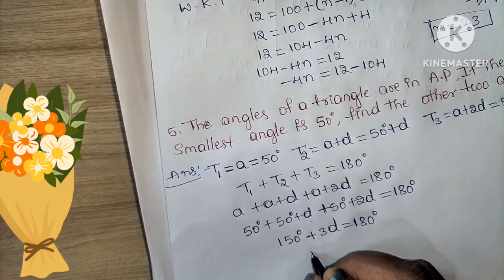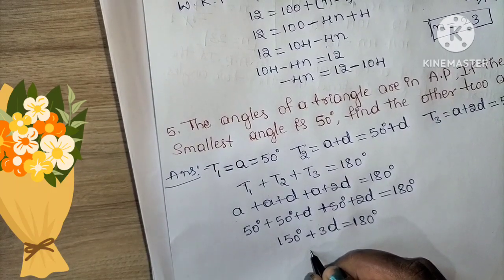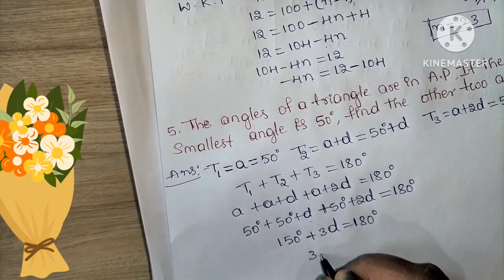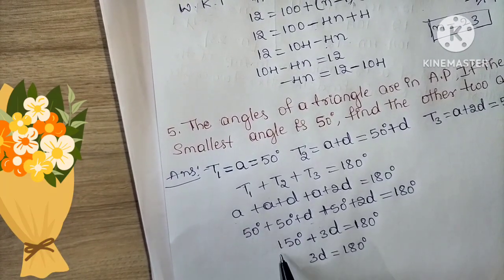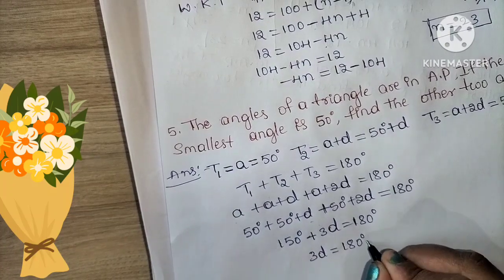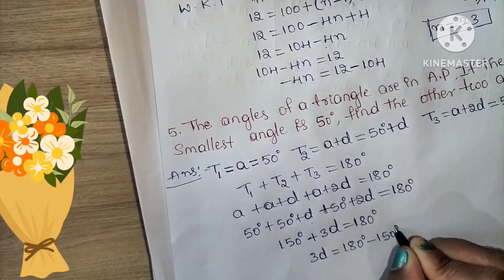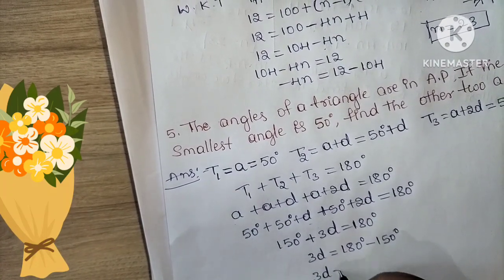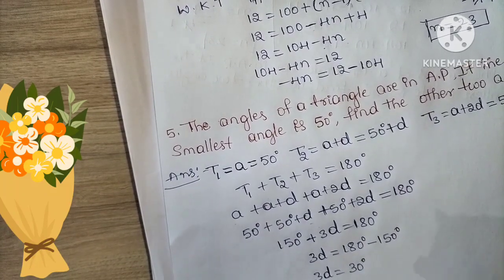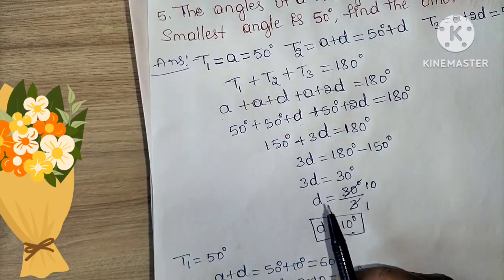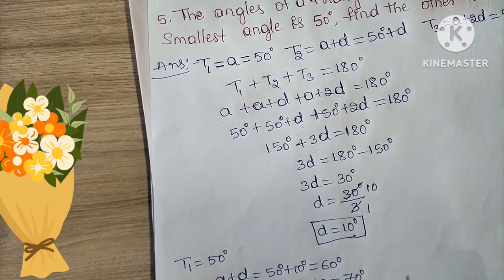So keep 3D on the LHS side only, and 180 degree on the RHS. If we send 150 degree from LHS to RHS, it will become minus 150 degree. 3D is equal to 180 degree minus 150 degree, which is 30 degree. So 3D is equal to 30 degree.